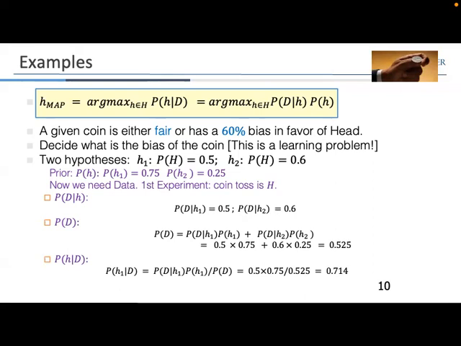So if we use MAP, or Bayes' theorem, we can get an updated posterior. The posterior of hypothesis H1 given the current experiment is going to be 0.714. For the other hypothesis to be true, it is 0.286.